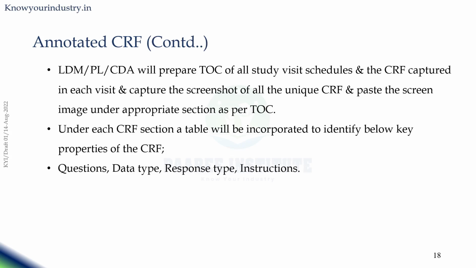So then the CTA or the LDM or PL will prepare the table of content of all study visit schedules and the CRF captured in each visit. And they also capture the screenshot of all unique CRF and paste the screen image under the appropriate section. So for each CRF section, a table will be incorporated to identify the below properties of the CRF. So the CRF has many data points. So what are all the headers which come in? What question it is, what type of data it is, what response type is used, and instructions.